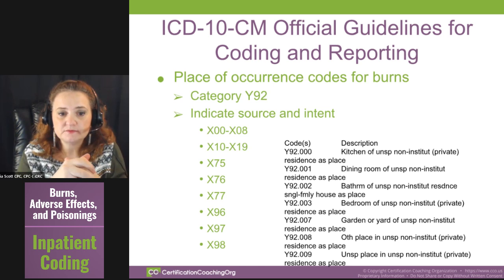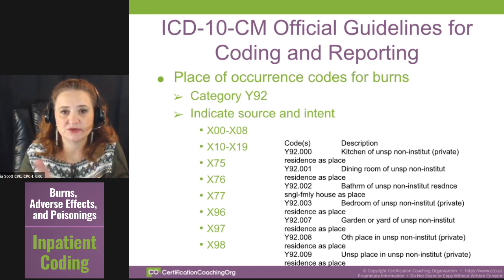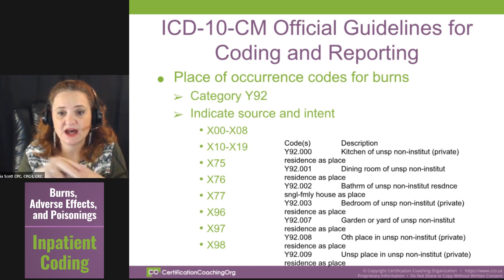And the X's that you see indicate sources and intent. Those X's are placeholders because there's not a code for that, but we have to get to more characters to tell the whole story. So don't freak out when you see the X's and say, well, I don't know what the X means. It's just a placeholder. So look at Y92.000. That's the highest specificity we're going to get to.